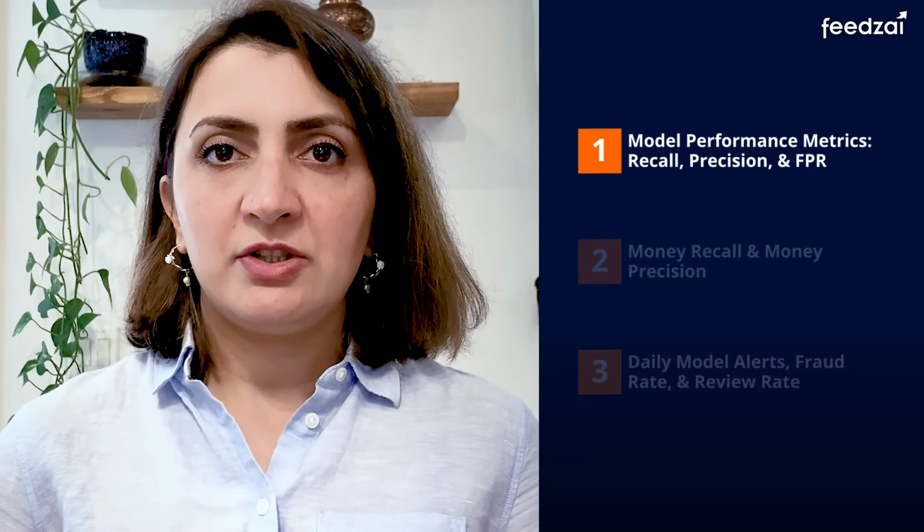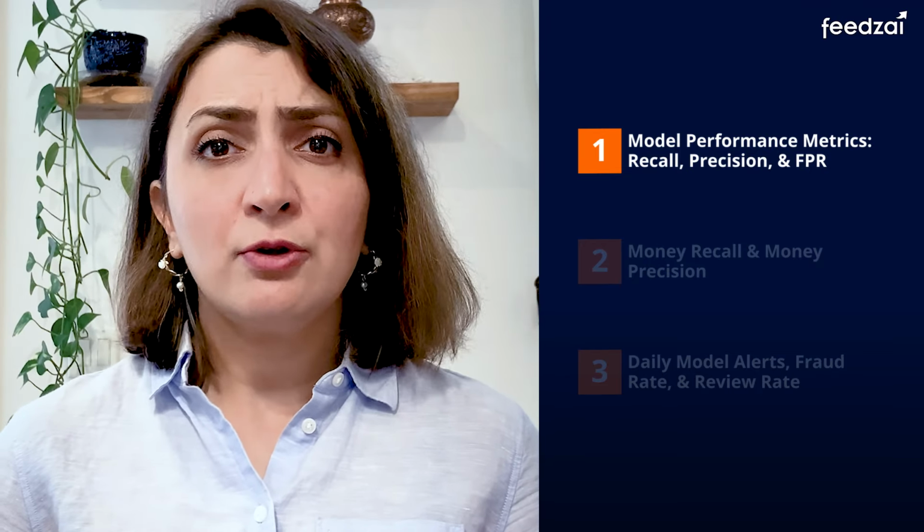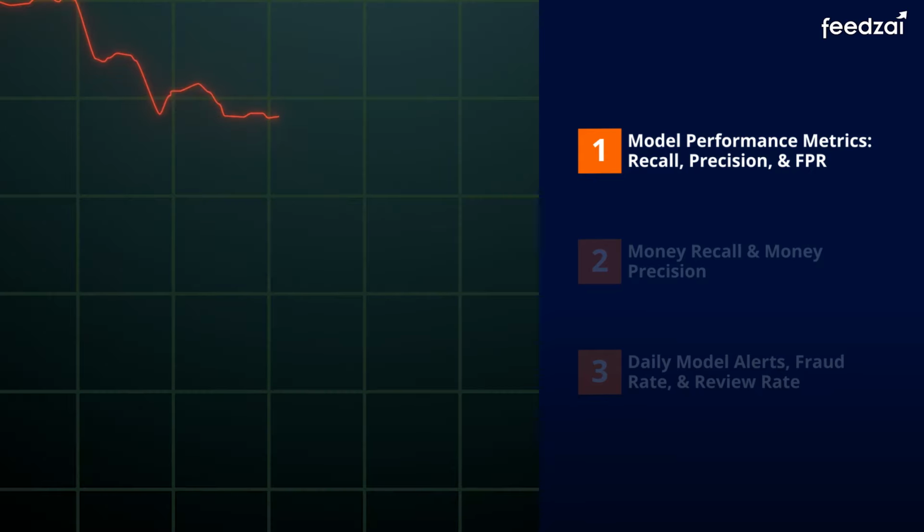The next one is false positive rate, or FPR. FPR is the number of legitimate transactions that our model incorrectly labeled as fraud. If 100 legitimate transactions pass through our model and our model incorrectly labeled 10 of them as fraud, it means that the false positive rate is 10%. The lower the false positive rate, the better the model performance.